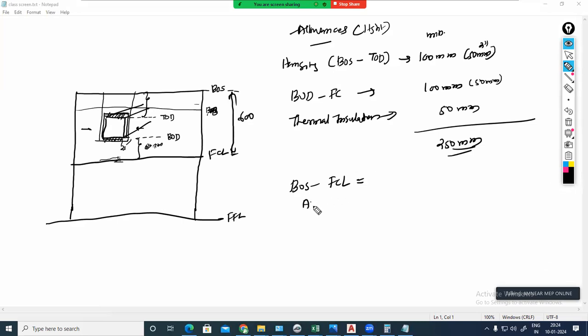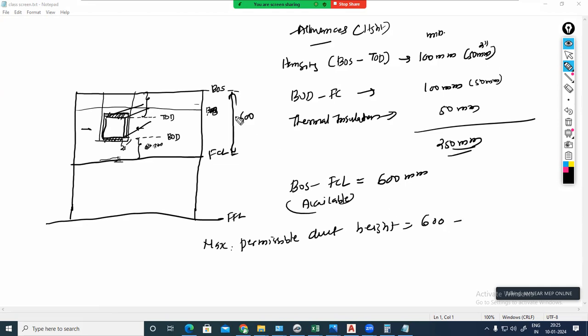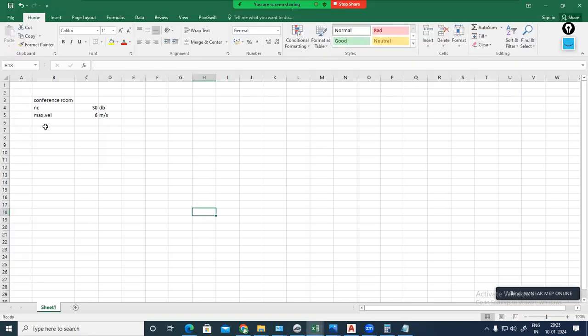Okay. So now, bottom of slab to the false ceiling, available ceiling height, is 600 mm. Now the maximum permissible duct height: 600 is the maximum, allowances 250. In any case, the height of my duct should not be higher than this, right? 350. Okay, so keep this in mind. So these are the allowances without acoustic insulation; I'm not considering it here. Okay.